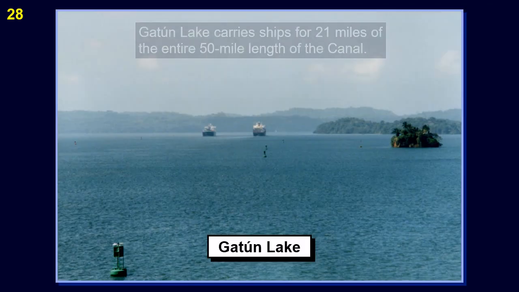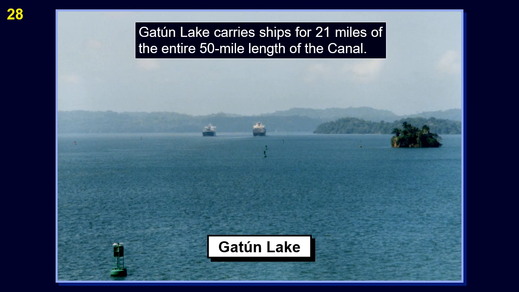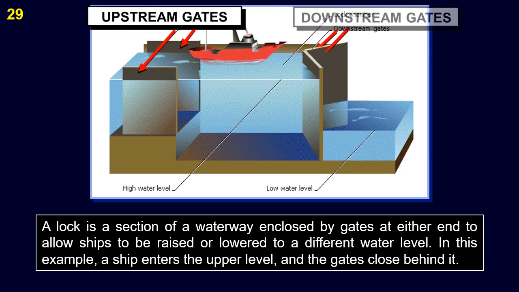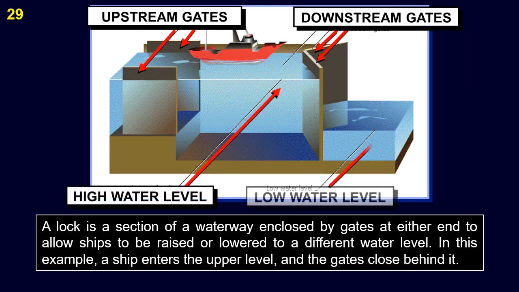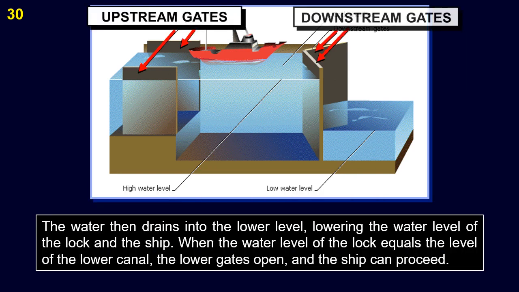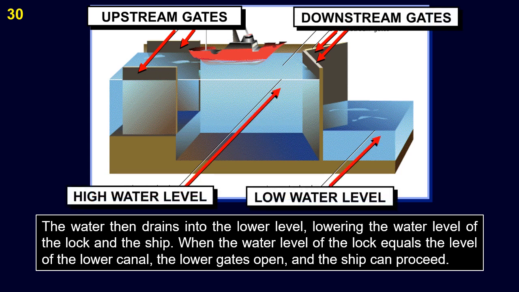Gatun Lake carries ships for 21 miles of the entire 50-mile length of the canal. A lock is a section of a waterway, enclosed by gates at either end to allow ships to be raised or lowered to a different water level. In this example, a ship enters the upper level and the gates close behind it. The water then drains into the lower level, lowering the water level of the lock and the ship. When the water level of the lock equals the level of the lower canal, the lower gates open and the ship can proceed.